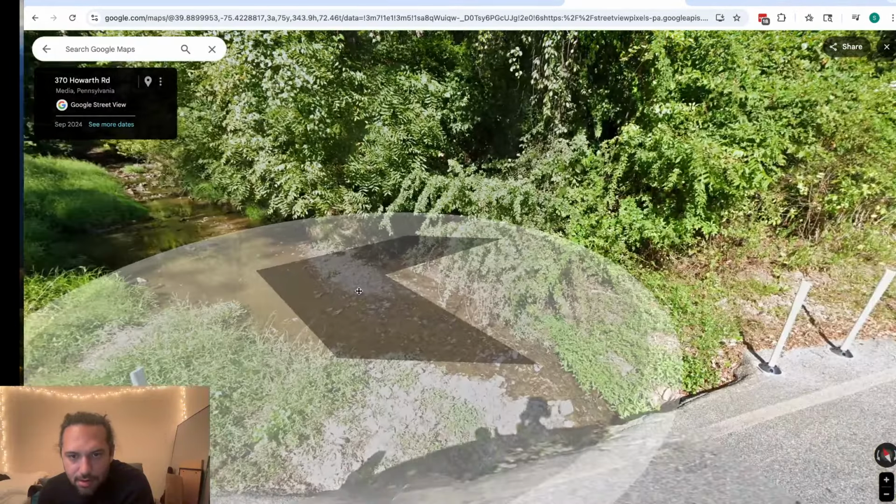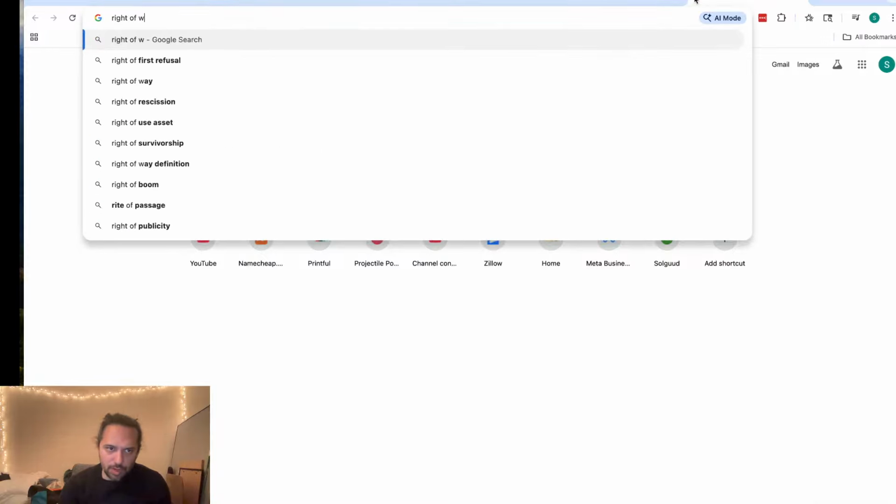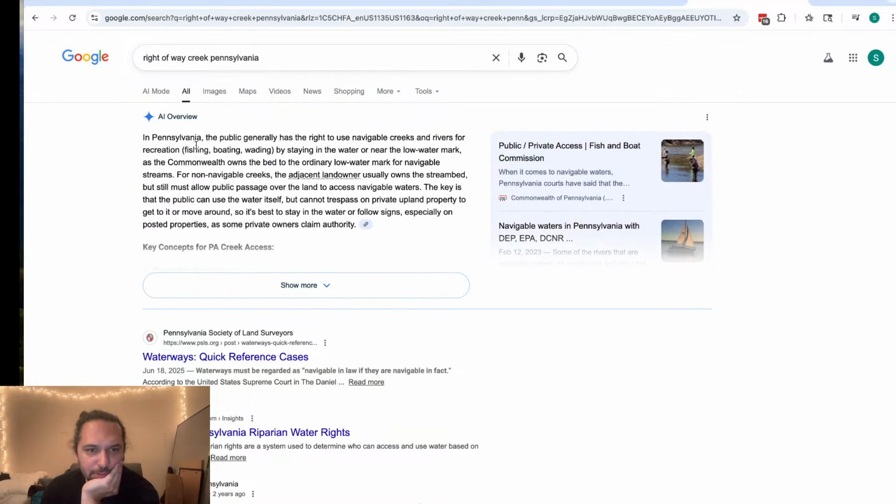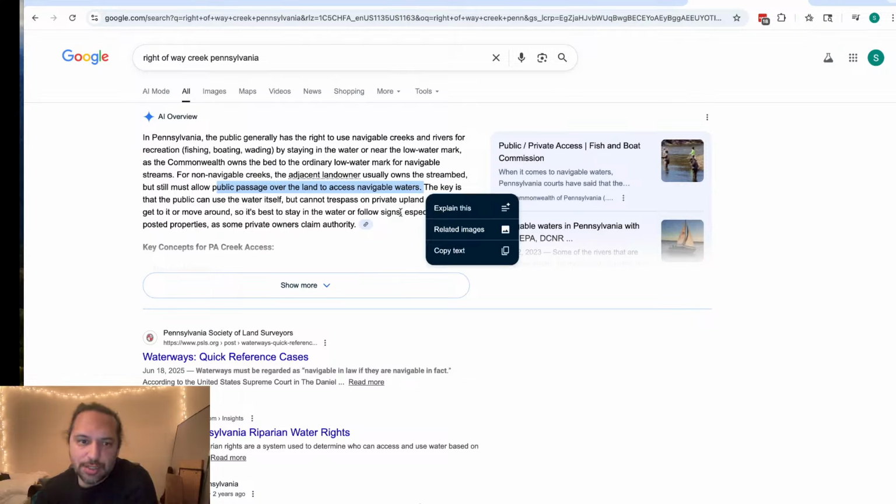I don't know though. Don't we have right of way on creeks? Let me look this up real quick. Right of way creek, Pennsylvania. In Pennsylvania, the public generally has the right to use navigable creeks and rivers for recreation by staying in the water or near the low water mark, as the Commonwealth owns the bed to the ordinary low water mark for navigable streams. For non-navigable streams, the adjacent landowner usually owns the stream bed, but still must allow public passage over the land to access navigable waters. So the key is navigable.